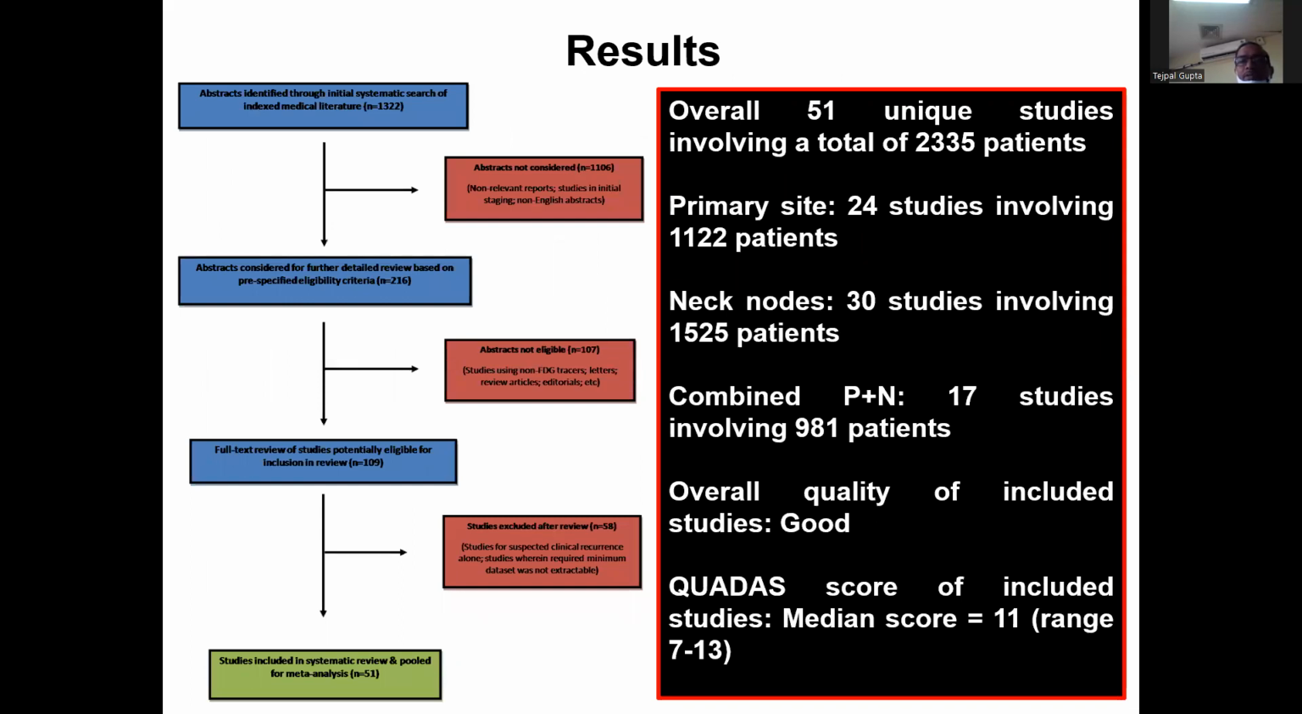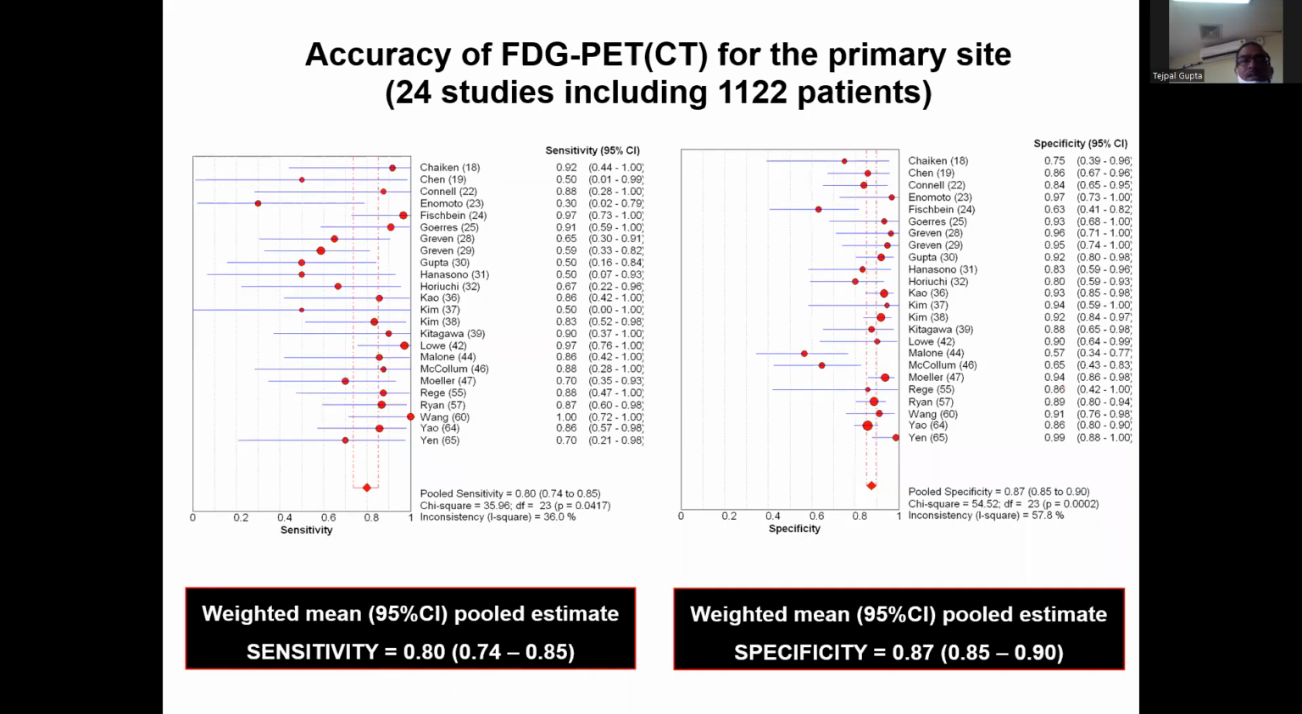So this is how the results were. We identified 51 unique studies totaling 2,335 patients. 24 studies reported on primary site, 30 studies had reported on neck nodes, and for combined primary and neck, 17 studies had reported. Overall, based on QUADAS, the quality of primary studies was reasonably good. The median QUADAS score was 11 with a range of 7 to 13. So this is in a sense the result from the diagnostic test accuracy meta-analysis.